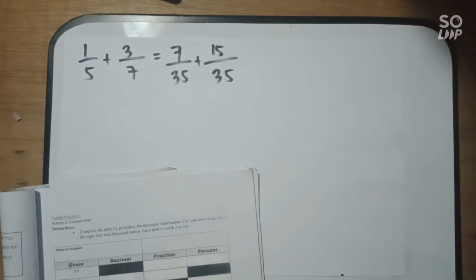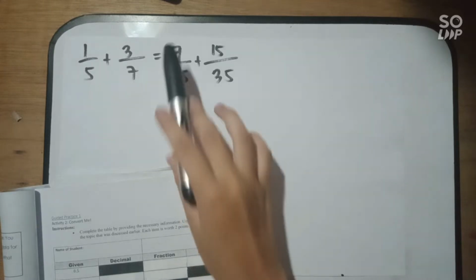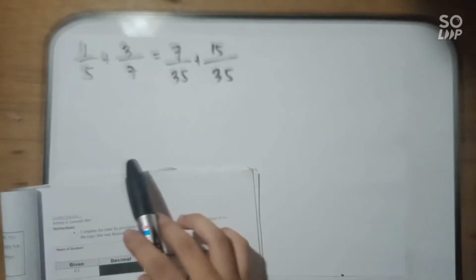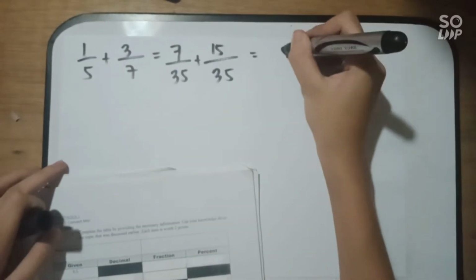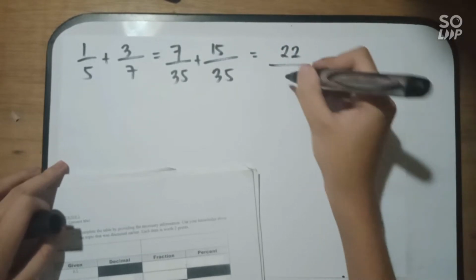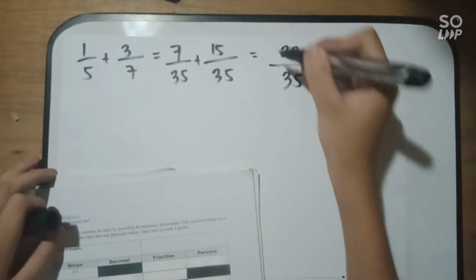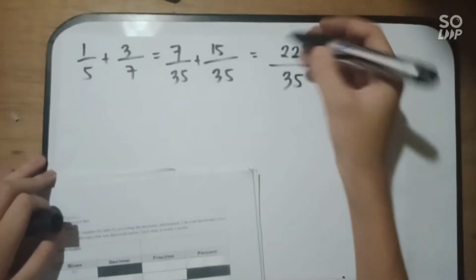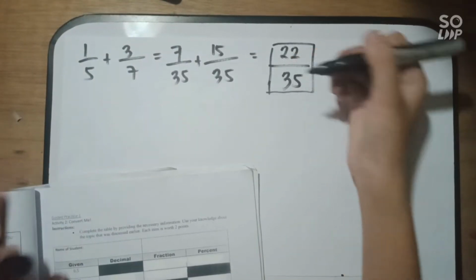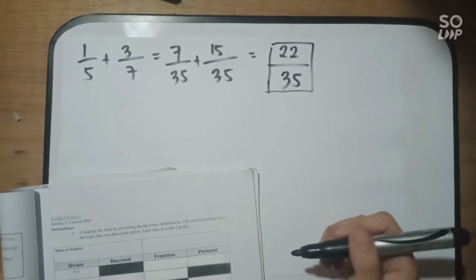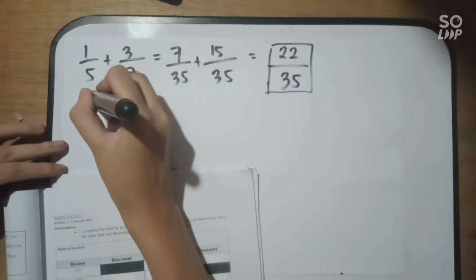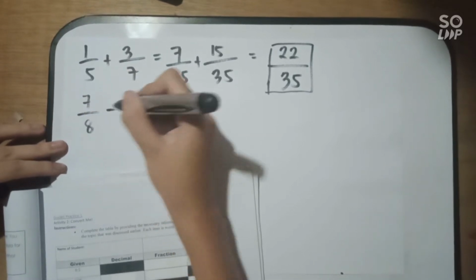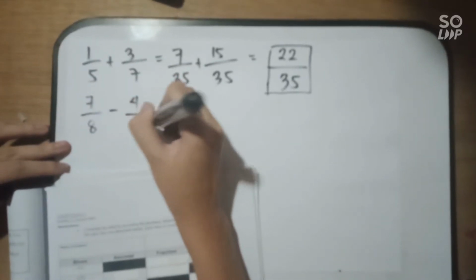So now we already have the same denominators or similar fractions. We can now easily add the two numerators and just copy the denominator. So 7 plus 15 is equals to 22 over the denominator, which is 35. Therefore, 1/5 plus 3 over 7 is equals to 22 over 35. Now, for the operation in subtraction, subtract 7 over 8 minus 4 over 7.